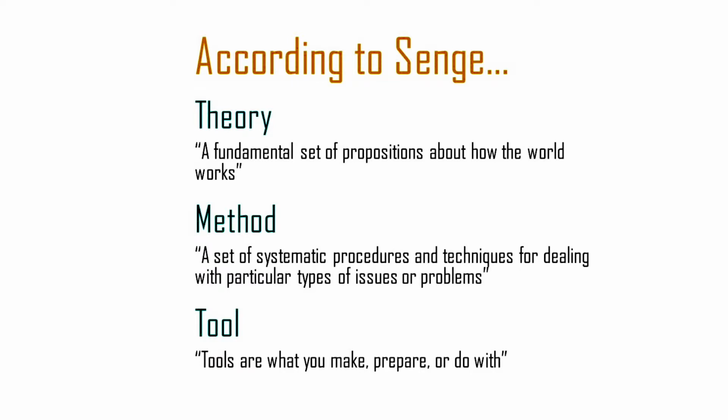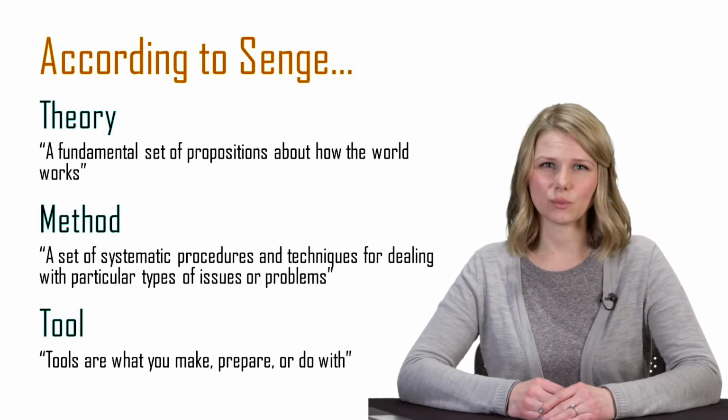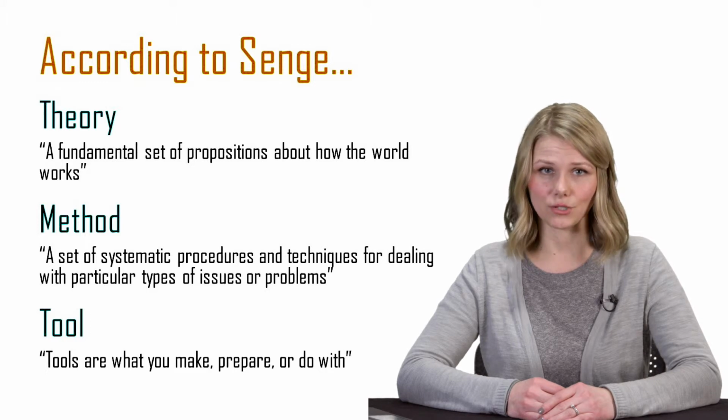According to Senge, a theory is a fundamental set of propositions about how the world works. A method is a set of systematic procedures and techniques for dealing with particular types of issues or problems. And lastly, a tool is what you make, what you prepare, or something you use. So how do these things relate to each other? Because these technical terms don't seem that related to communication.